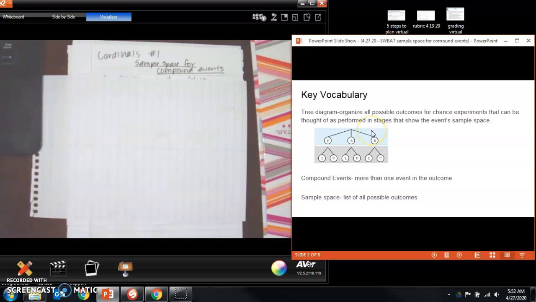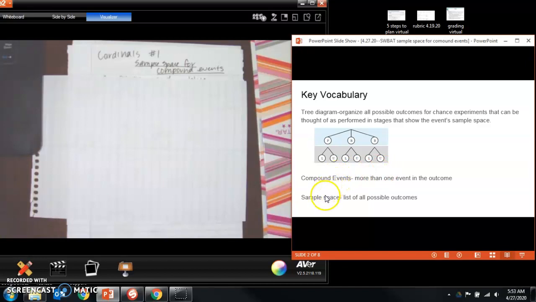A lot of you have seen tree diagrams in science when it comes to working with genetics. Here in light blue we see the first event, and here in dark blue we see the second event. Compound events contain more than one event in the outcome. So I can see here this is the first event, and in the second, this is the second event, so this is a compound event.